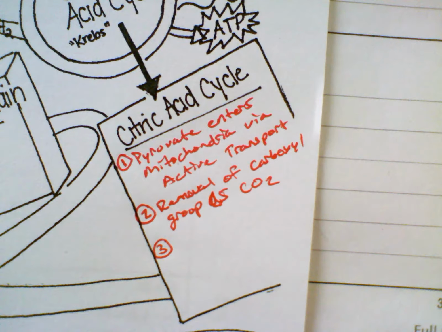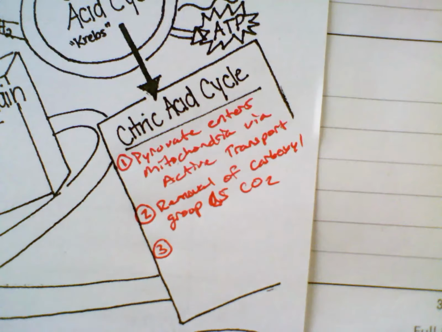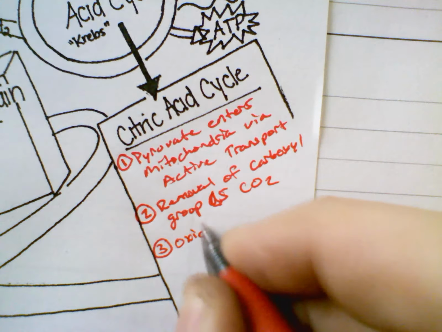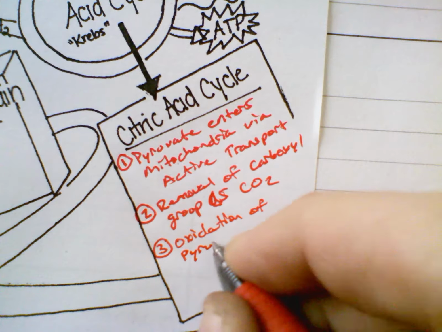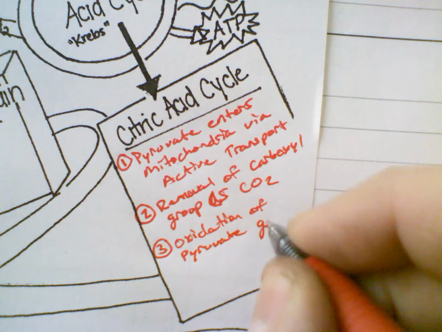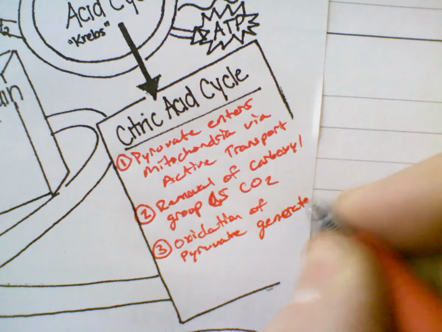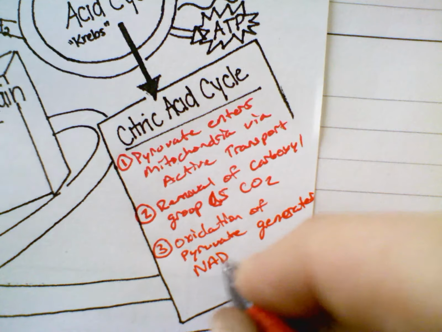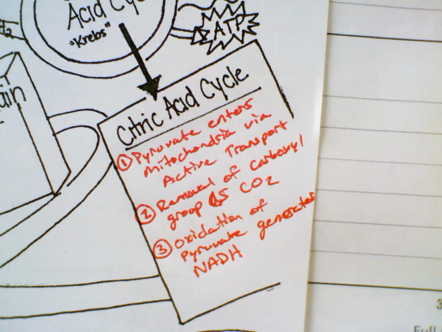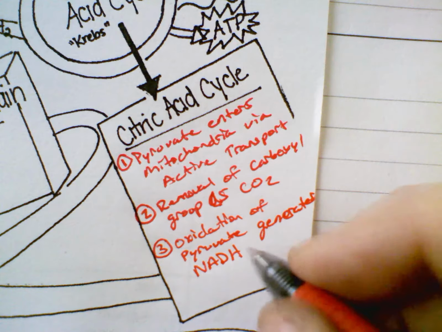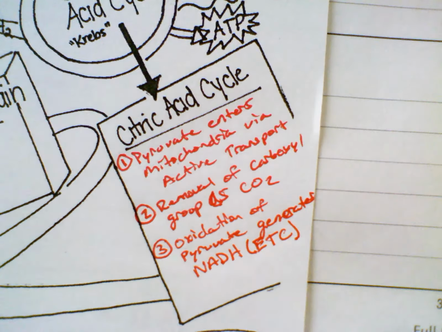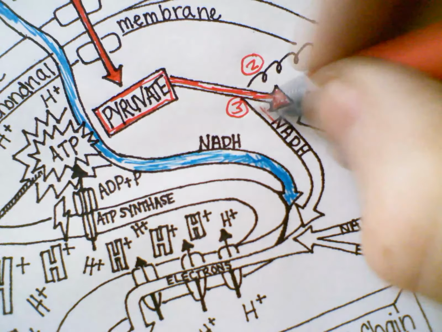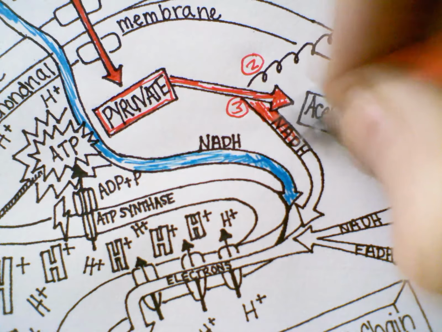Okay. So on number 3, then I'll say oxidation of pyruvate generates NADH. So now we're taking more electrons to the electron transport chain, and that enters the ETC as well. And then we can shade in that arrow. So here we have some more NADH headed into the electron transport chain.